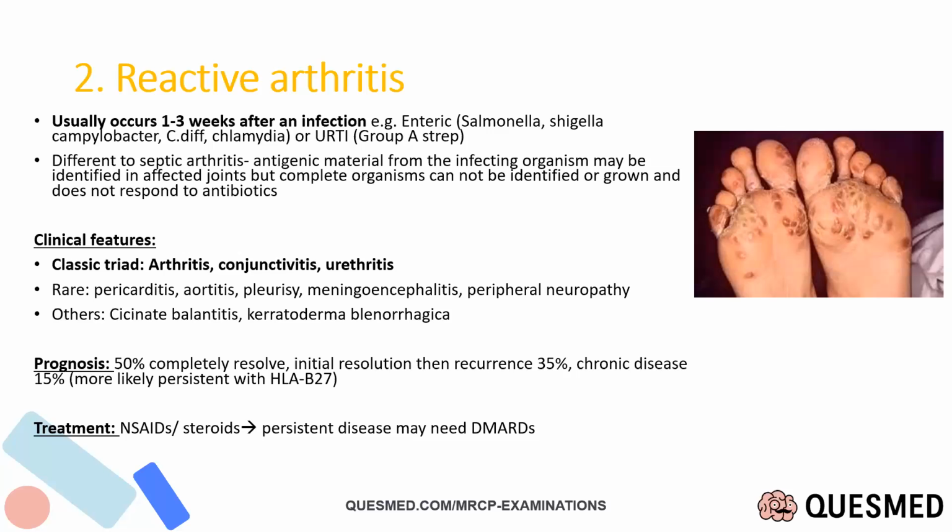So prognosis, some people do have the symptoms continuing for a while after they get it. Unfortunately, about 50% resolve, 35% get better and then it happens again, and some people have chronic disease that turns into a chronic inflammatory arthritis. So I call it the rule of thirds. Treatment is NSAIDs, sometimes steroids, but to be honest, they're not always that effective. So you may need to give them something like methotrexate or leflunomide.